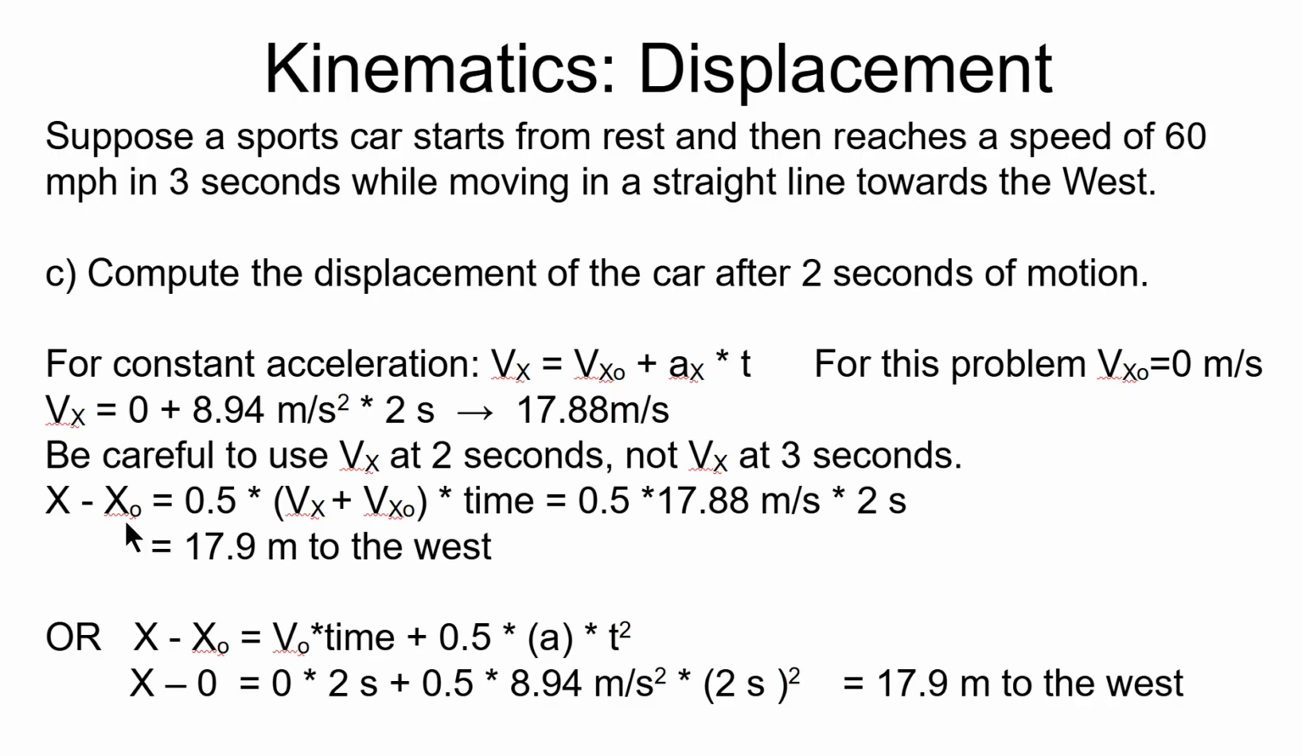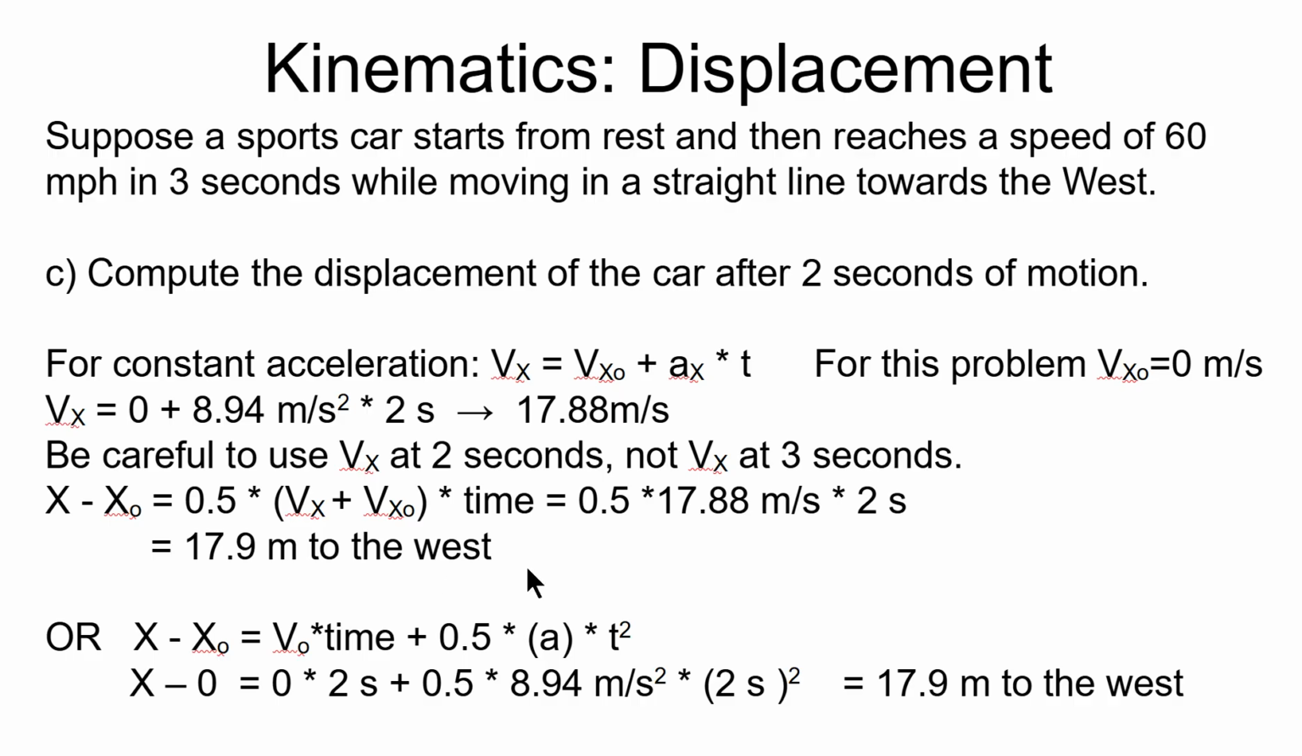So the displacement, the position, can be calculated then. The x minus x naught. X is the final position. X naught is our starting position, and we'll let that be 0. So 0.5 times Vx plus Vx naught, multiplied by time. This is the second kinematic equation. So we'll put in the numbers we know. The Vx is 17.88. Vx naught is 0. And we've asked for the displacement at 2 seconds. So we get x minus x naught is 17.9 meters to the west.